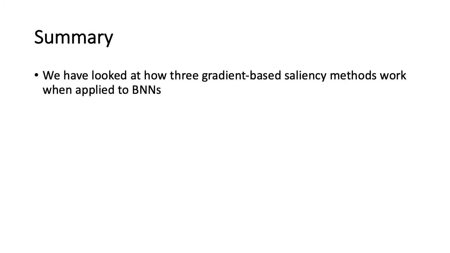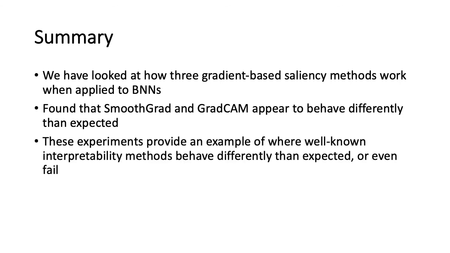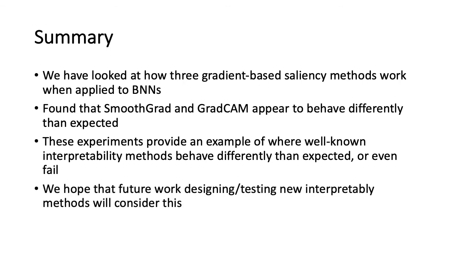So just a quick summary. We've looked at how 3 gradient-based saliency methods work when applied to BNNs. For 2 of those, smoothgrad and GradCam, there's some difference in behavior from what is expected. The main takeaway we hope from this is that this is an example of where well-known interpretability methods behave differently from what we'd expect or fail, even if they're supposed to, like GradCam, supposed to work for any CNN architecture.